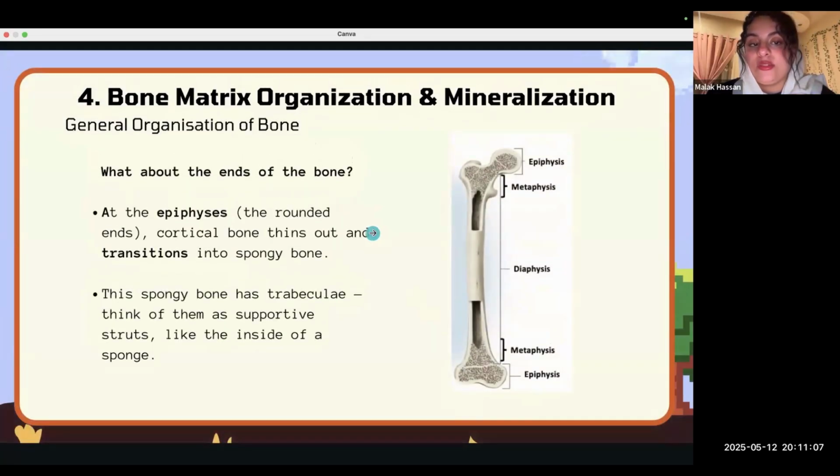Now, how about the ends of the bone? At the epiphyses, okay, this is the epiphysis. You'll find that the cortical bone, you know how here in the diaphysis you have lots and lots of cortical bone. Eventually, when you reach the epiphysis, it'll start to thin out, and instead it'll transition into spongy bone. Now, the spongy bone has trabecula, and these are kind of like the inside of a sponge.